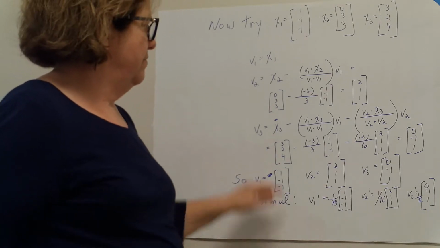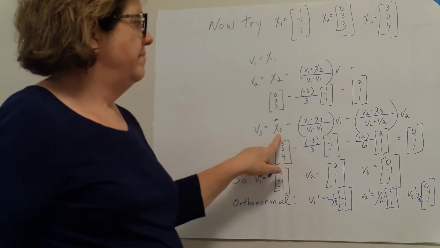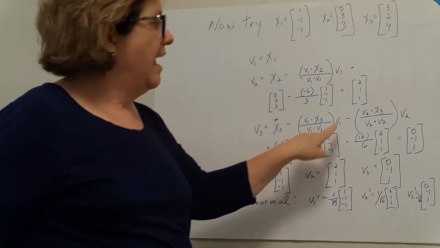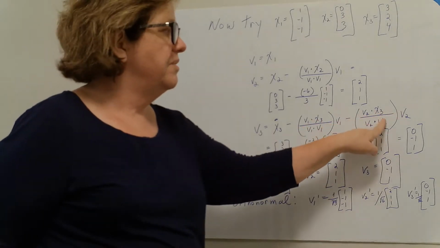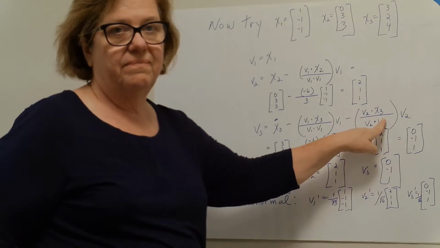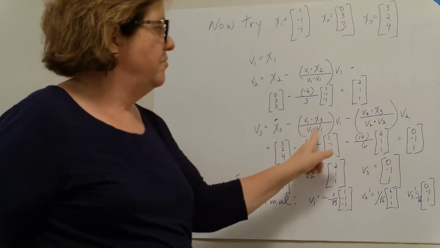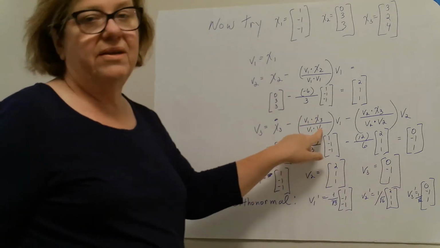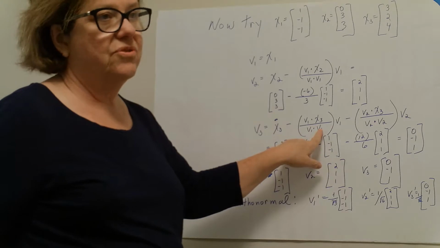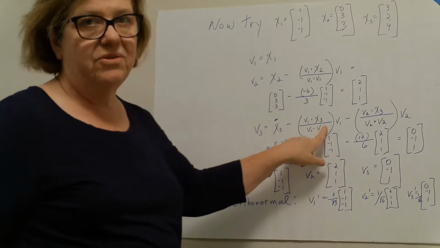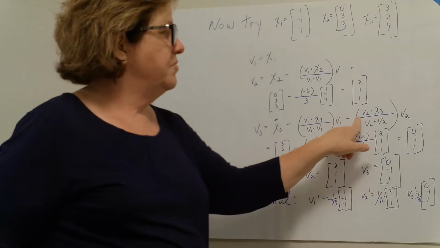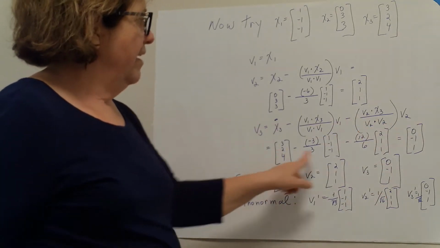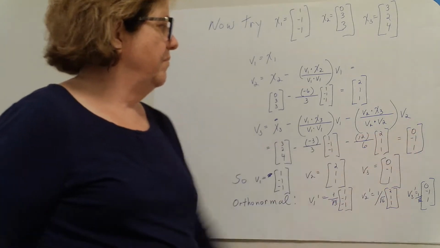Well, when we have a third vector, we take x3, and we've got to subtract off the projection of x3 on v1, and we've got to subtract off the projection of x3 on v2. So we've got to do 2 subtractions. We're subtracting off the component of x3 that's on v1, and the component of x3 that's on v2. And when we do that, we get (0, -1, 1).